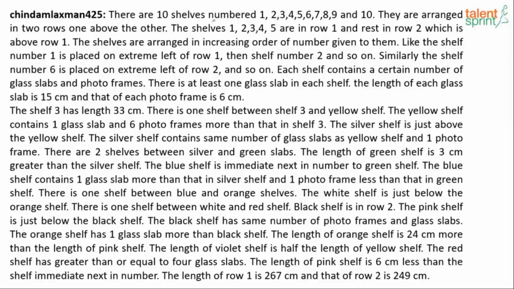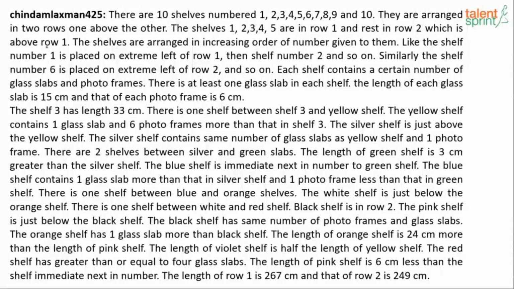There are 10 shelves numbered 1, 2, 3, 4, 5, 6, 7, 8, 9 and 10. They are arranged in 2 rows, one above the other. The shelves 1, 2, 3, 4, 5 are in row 1 and the rest in row 2, which is above row 1. So basically 2 rows. Row 1 has got 1 to 5, row 2 has got 6 to 10, right?